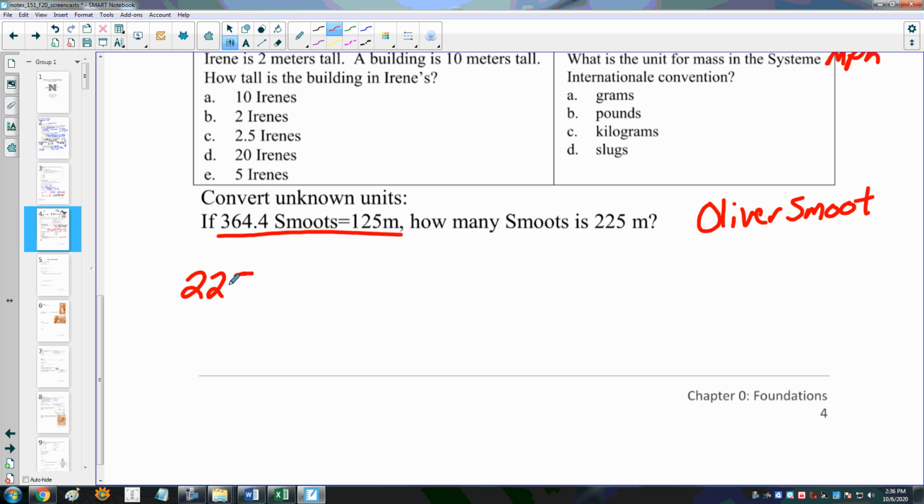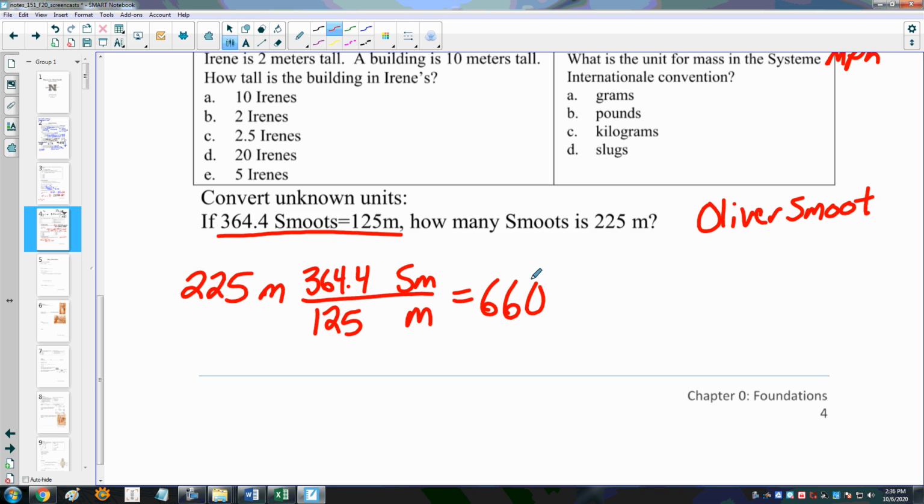Well, I have the conversion factor of smoots to meters, so all I have to do is multiply it. Meters in the denominator will get rid of these units, and smoots in the numerator. So I have 364.4 and then 125 meters, and that's going to leave me with 660 smoots.